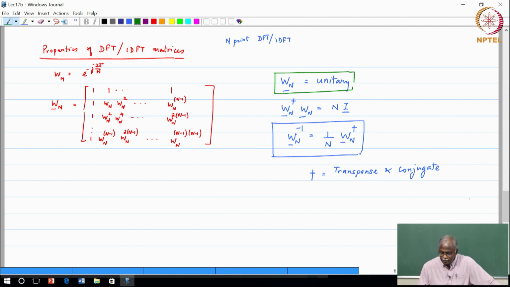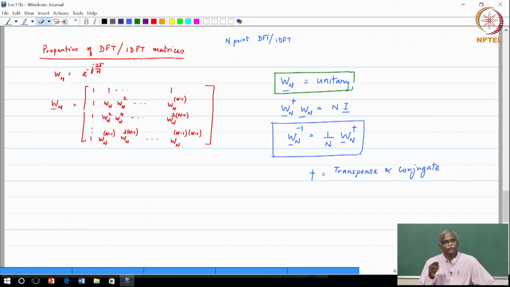If you take W dagger W, you get N times I, that is the definition of a unitary matrix, and it also tells us that the inverse can be very easily obtained for a DFT matrix. It is just the conjugate transpose with the scale factor. The dagger symbol is a matrix operation, transpose followed by conjugation. In the case of the DFT matrix, it is symmetric, so transposition gives you the same matrix back, so it is effectively just conjugation of the matrix. That is the very easy form that we have.